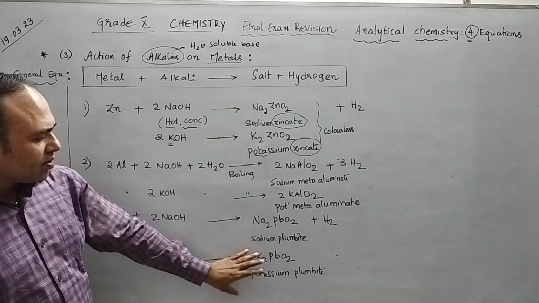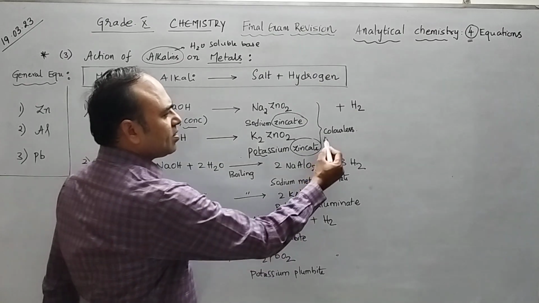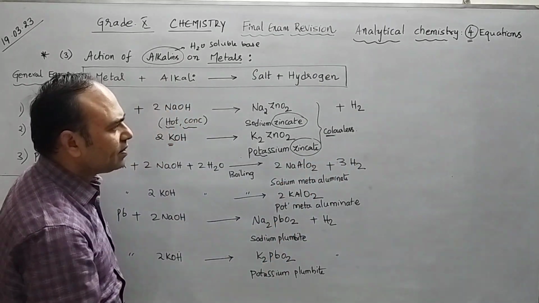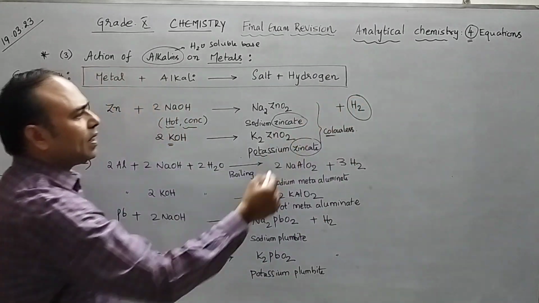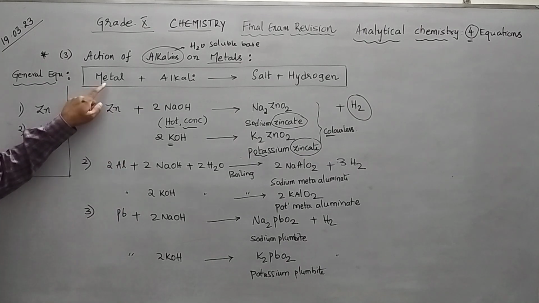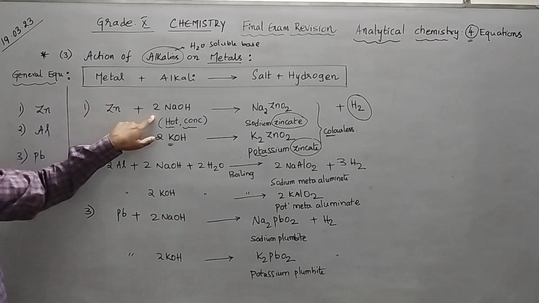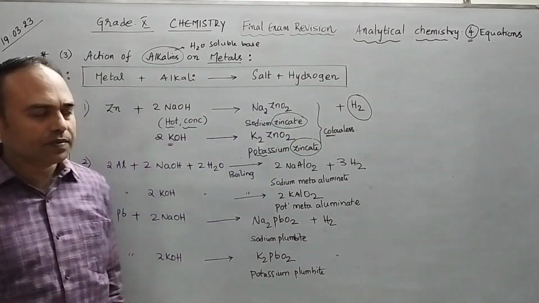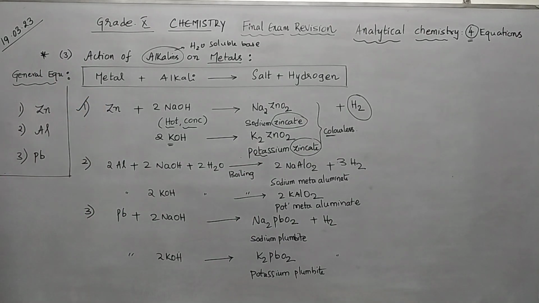All these salts are colorless. Apart from that, you are also getting hydrogen. So what is the general equation? Metal plus alkali gives salt plus hydrogen. So with the zinc you have understood.